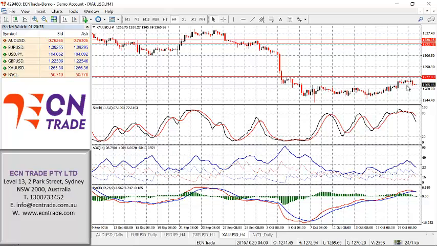Until we get that break of 60, let's not discount any moves towards the topside, with 12.76 now likely to be capping the gold in the short term.